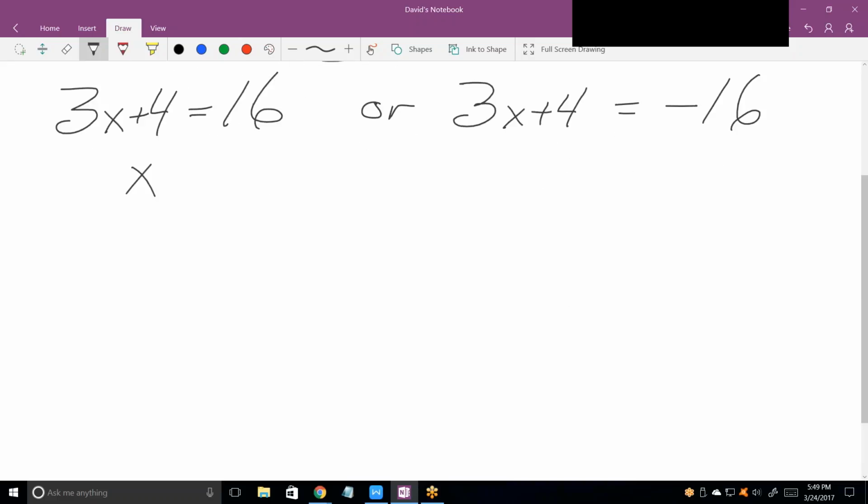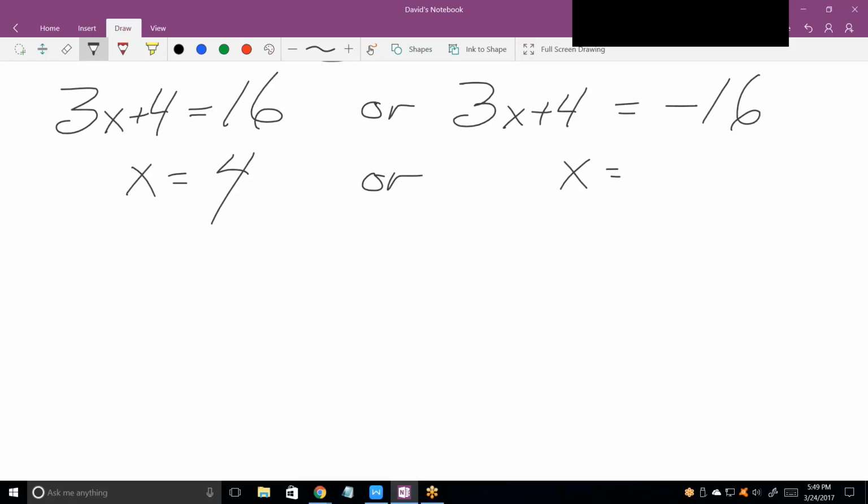What's x over here? 3. Well, you're close, 4. Or, what's x over here? 5. Or what's that?